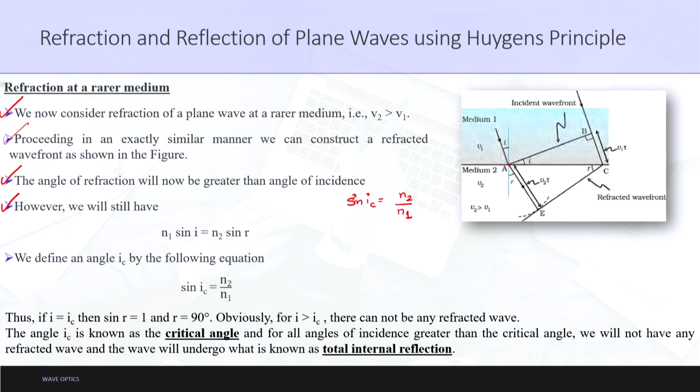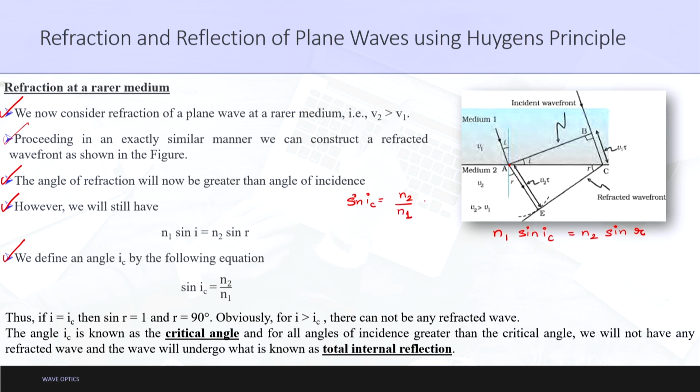Now, please look over here carefully, a very important, very critical concept. Now, let us suppose that I is equal to IC. What is IC here? This is IC here. So, n1 sin IC is equal to n2 sin R.